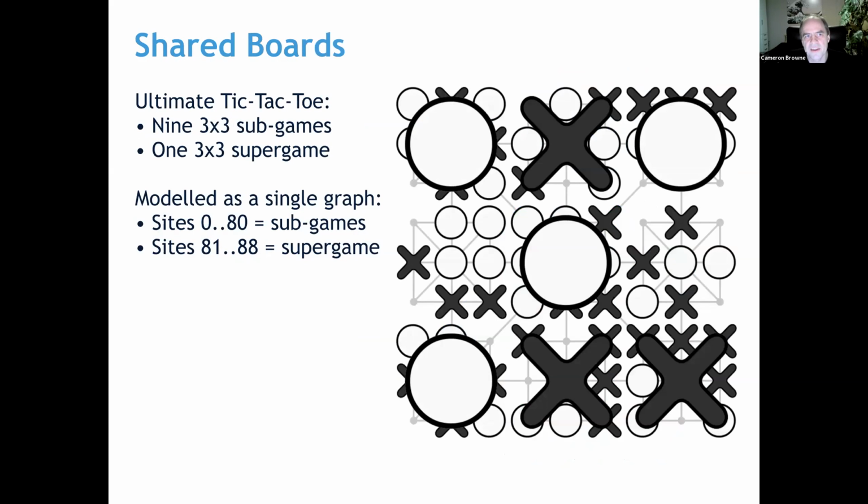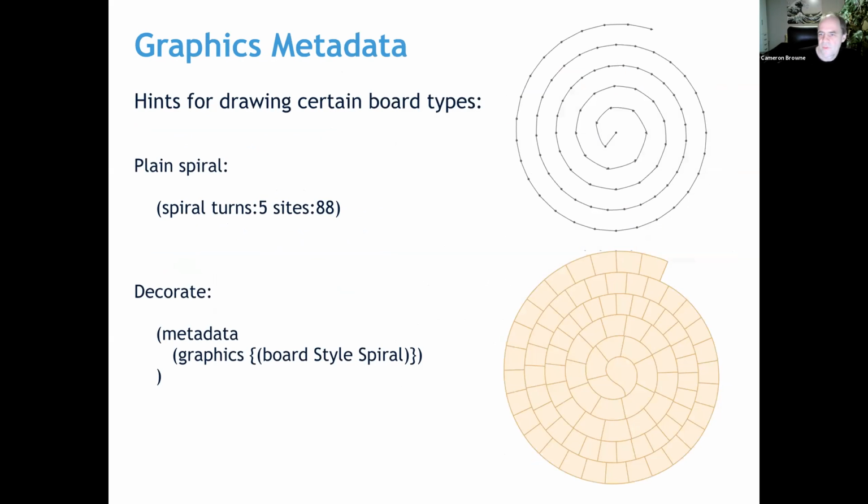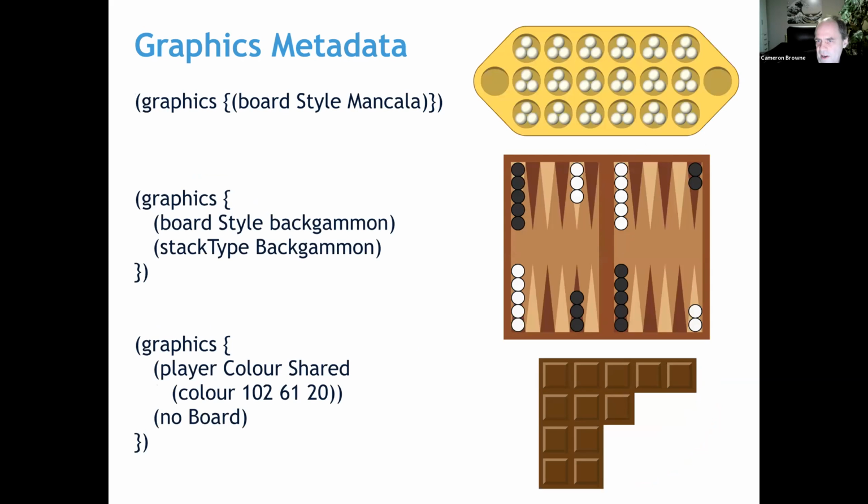We can embed boards within boards, so the graphs can be overlaid. This is a game called Ultimate Tic-Tac-Toe, where we have the super game overlaid on the games. And we can decorate the boards. So at the top, we have a spiral graph, which isn't that interesting. So it is nice to visually decorate the graph sometimes into, say, Mancala boards, backgammon boards, and so on, that players will recognise.